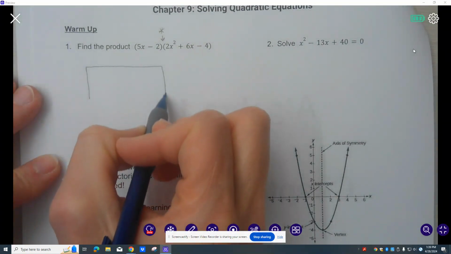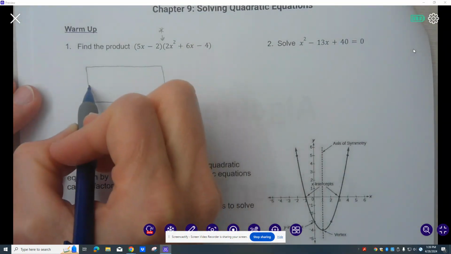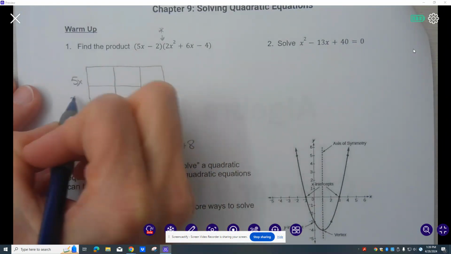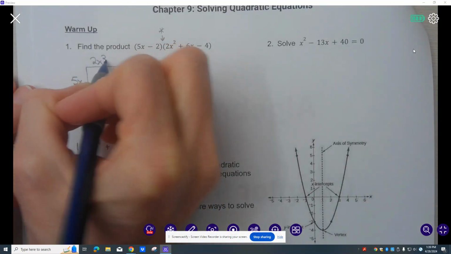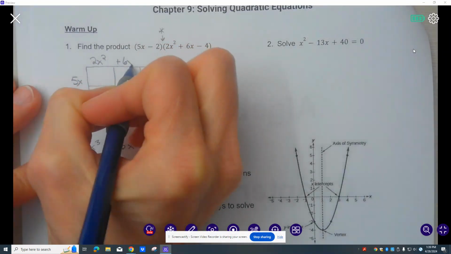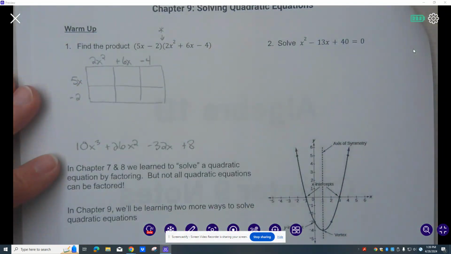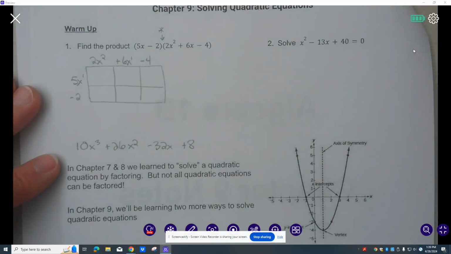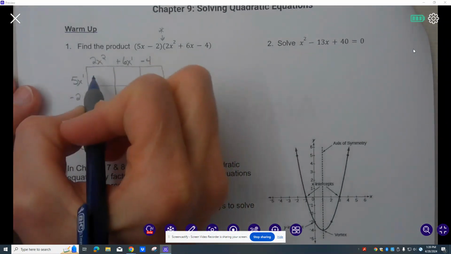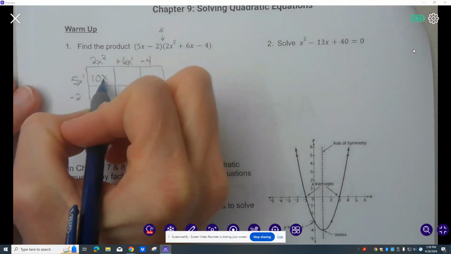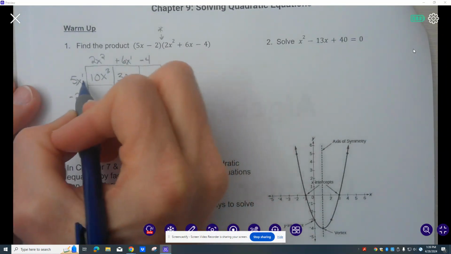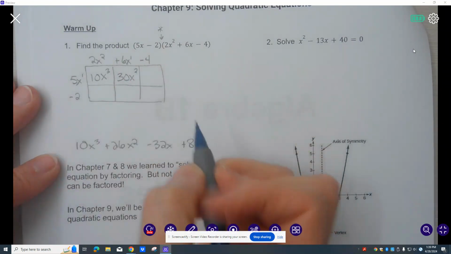And most of you, I believe, are using the box to do this multiplication. So you need a 3 by 2 box and put your polynomials that you're multiplying outside the box, and then we're going to do the multiplication to fill in the middle of the box. I recommend you put these invisible ones by these exponents so you remember to add the exponents. So 5 times 2 is 10, x squared times x to the 1 is x to the third. 5 times 6 is 30, x to the 1 times x to the 1 is x to the second.